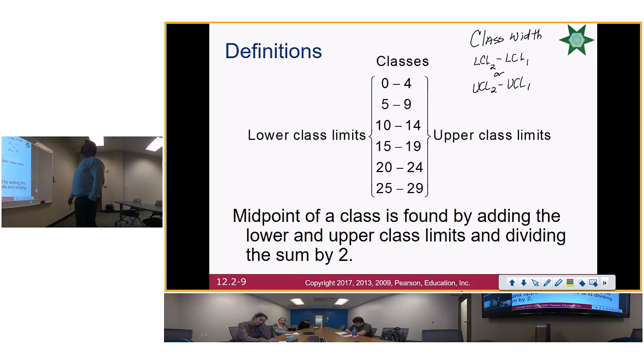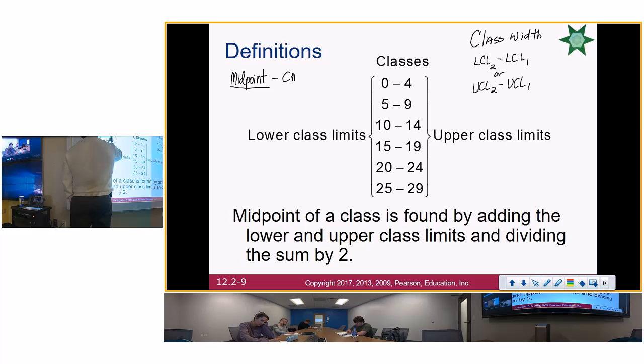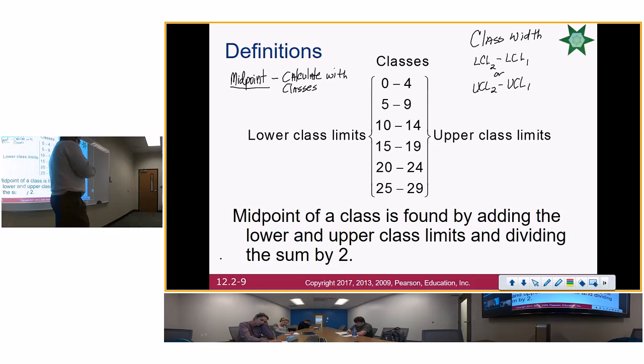The second most important is called the midpoint. The reason you have to have a midpoint is so you can calculate with classes. Well, what do you mean calculate with classes? Later on when you go into Math 120, for those that come back and do Math 120, you're going to be calculating the mean of a frequency distribution, and you have to calculate the midpoint.